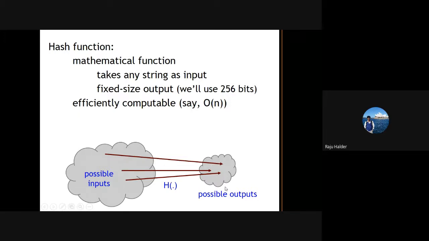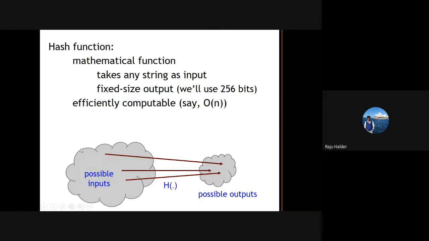In the case of 4-bit, it's 2 to the power 4. In the case of 256, the total number of outputs in this codomain is 2 to the power 256. That's fixed. But here, the input size is very, very large. When I give this input and apply this hash function, I can get this output. If this is the input, after applying the hash function, I can get this.